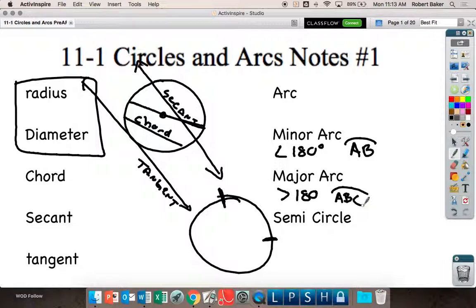And then semicircles. 180 degrees. Exactly 180, semicircle. Also have to be named by 3 letters. Have to be 3 letters.